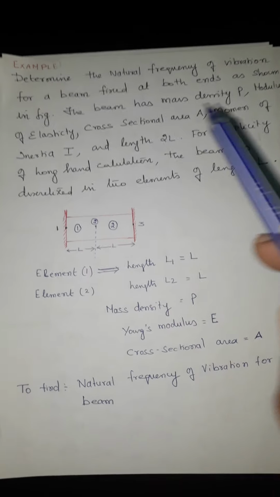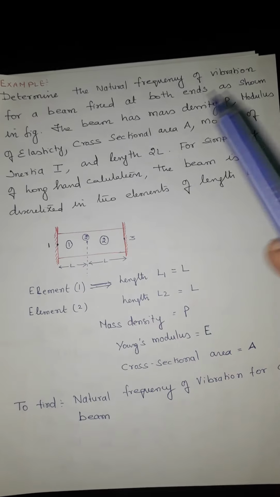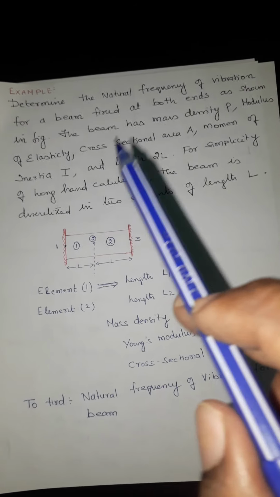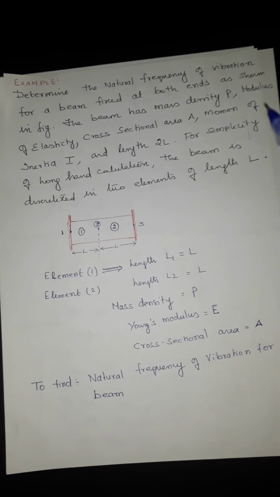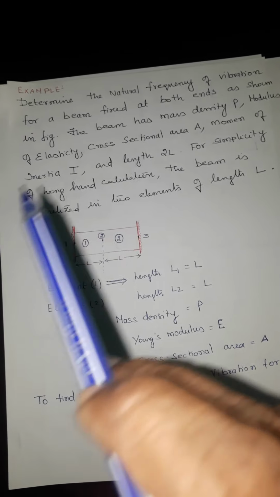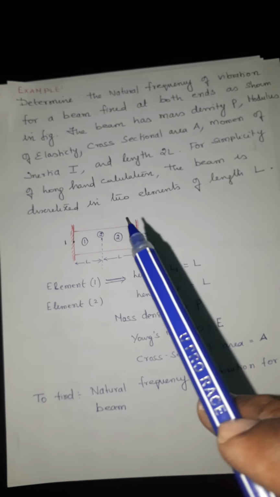Determine the natural frequency of the vibrations of the beam fixed at both ends. The beam has mass density rho, modulus of elasticity, cross-section area, moment of inertia, length. For simplicity, the beam is discretized into two elements. This problem is enough with only one element, but for longhand calculations, for simplicity, we are dividing into 2. It is not necessary.